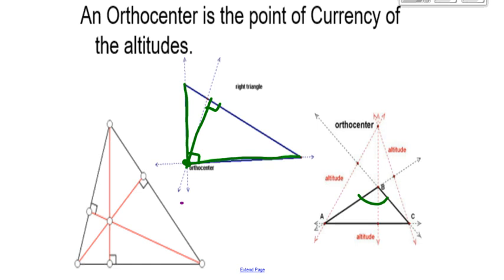So the orthocenter and circumcenter have this in common: in a right triangle, the orthocenter and the circumcenter are both on the triangle. For the orthocenter, it's the 90-degree angle. For the circumcenter, if you remember, it was on the hypotenuse, the opposite side.